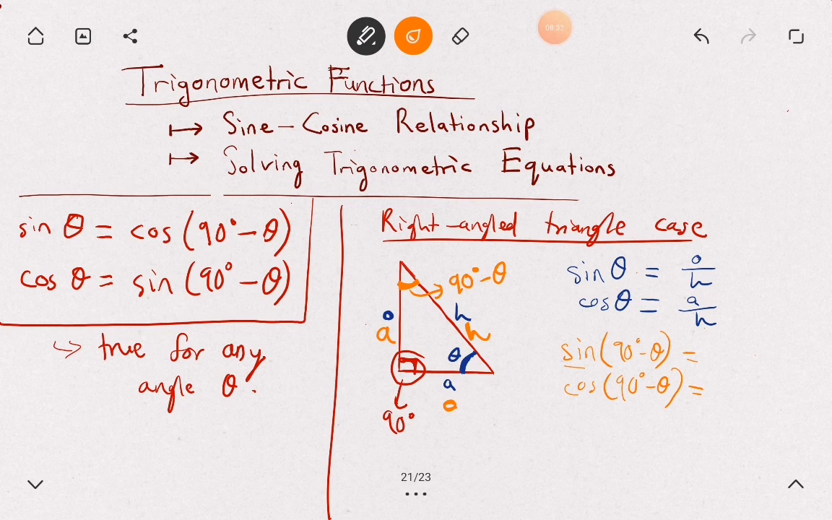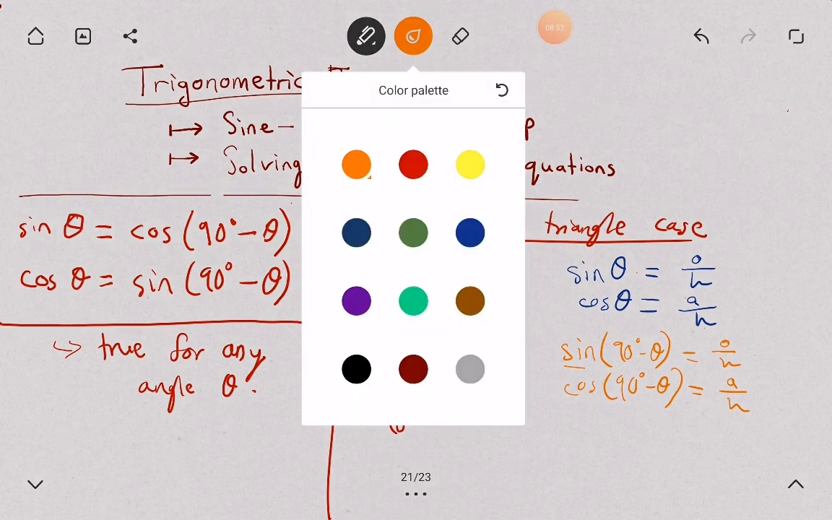So sine 90 minus theta is the orange O over H, the cosine is the orange A over H. But what is the orange O over H in terms of the blue lines? So the orange O is the same as the blue A. So let's write a blue A here.